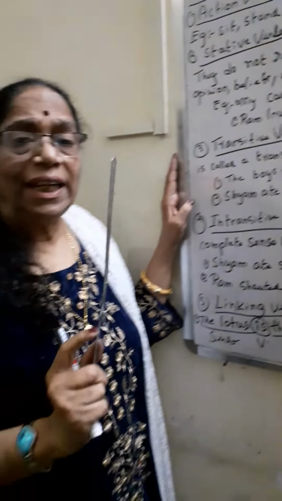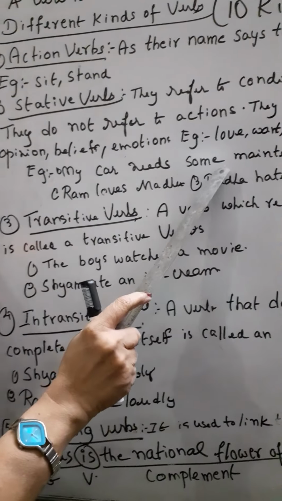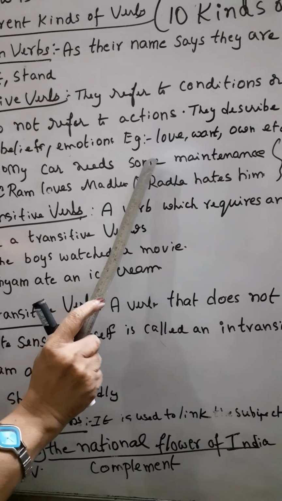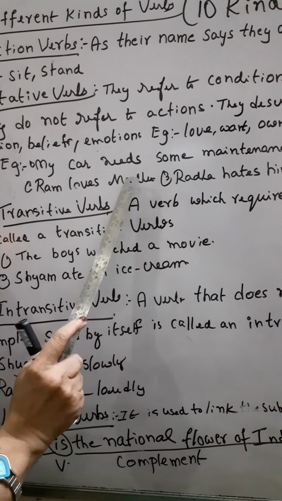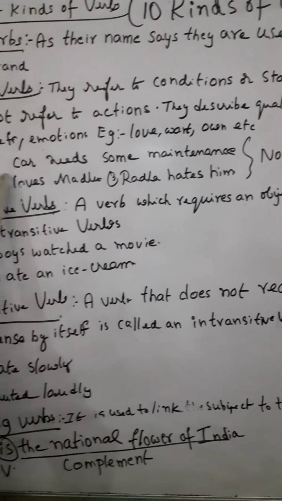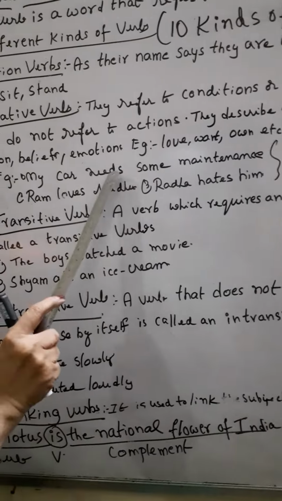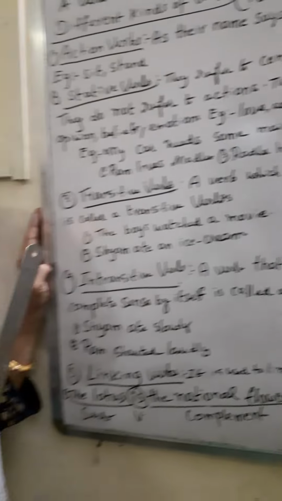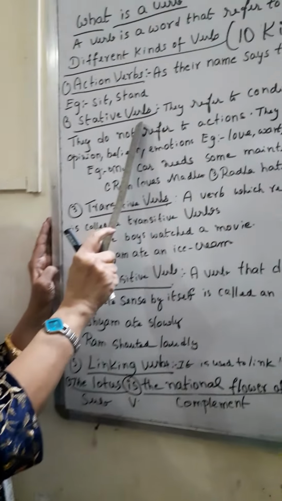Now let us see it in detail. Okay? My car needs some maintenance. Ravi loves Madhu. Radha hates him. Now see, here there is no physical action when we talk about needs, loves, hates. No physical action. That is why it is known as stative verbs.